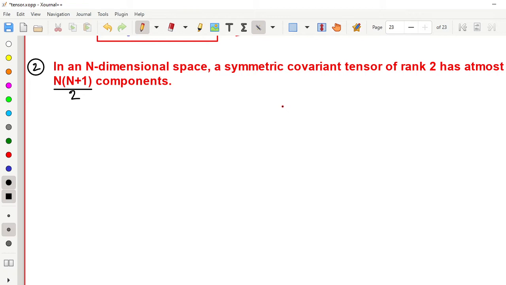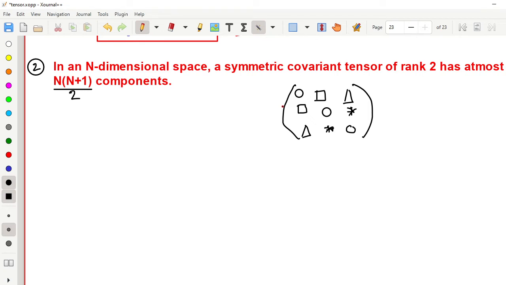Now, what does it mean? What is the meaning of this? A symmetric covariant tensor of rank 2 is simply a matrix. So what does n into n plus 1 by 2 components mean? Suppose you take 3 dimensions. Then you know that this component and this component are the diagonals. In addition to that, for a symmetric tensor this one and this one are the same. A12 equals A21. A13 equals A31, and you also know that this one and this one are the same. That is, A23 is equal to A32.